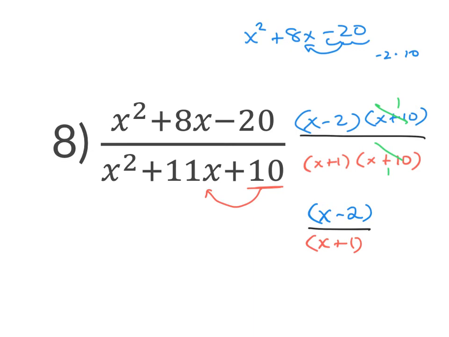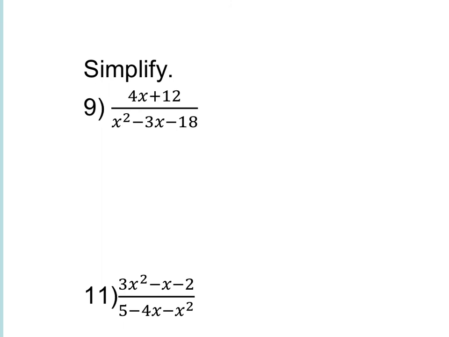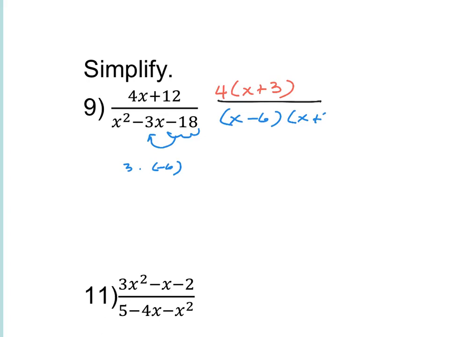Let's try number 9. The top, it's not a trinomial. I'm just going to factor out a GCF. So I can divide them both by 4. The denominator, I need to look for the factors of negative 18 that, when I add them, give me negative 3. And that's going to be positive 3 times negative 6, because when I add them, it works. So x minus 6, x plus 3.